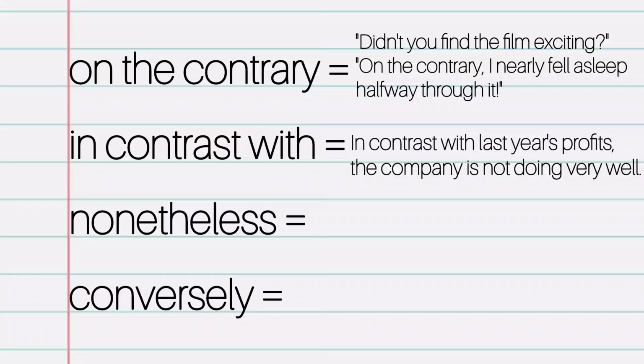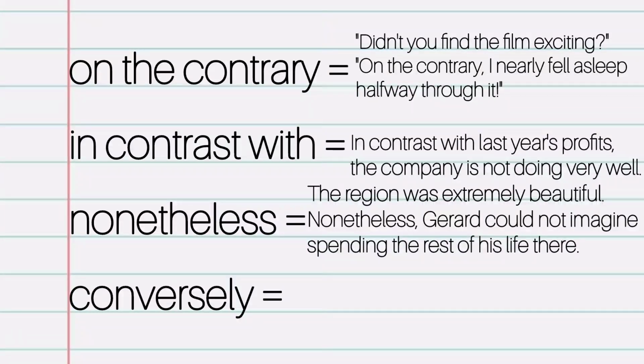Next, we have nonetheless. The region was extremely beautiful. Nonetheless, Gerard could not imagine spending the rest of his life there. The region was beautiful, but Gerard didn't want to spend the rest of his life there. You know, nonetheless, it's just like but, however, the region was beautiful. However, Gerard could not imagine spending the rest of his life there. So it's just like but and however, but it's just a fancy word.